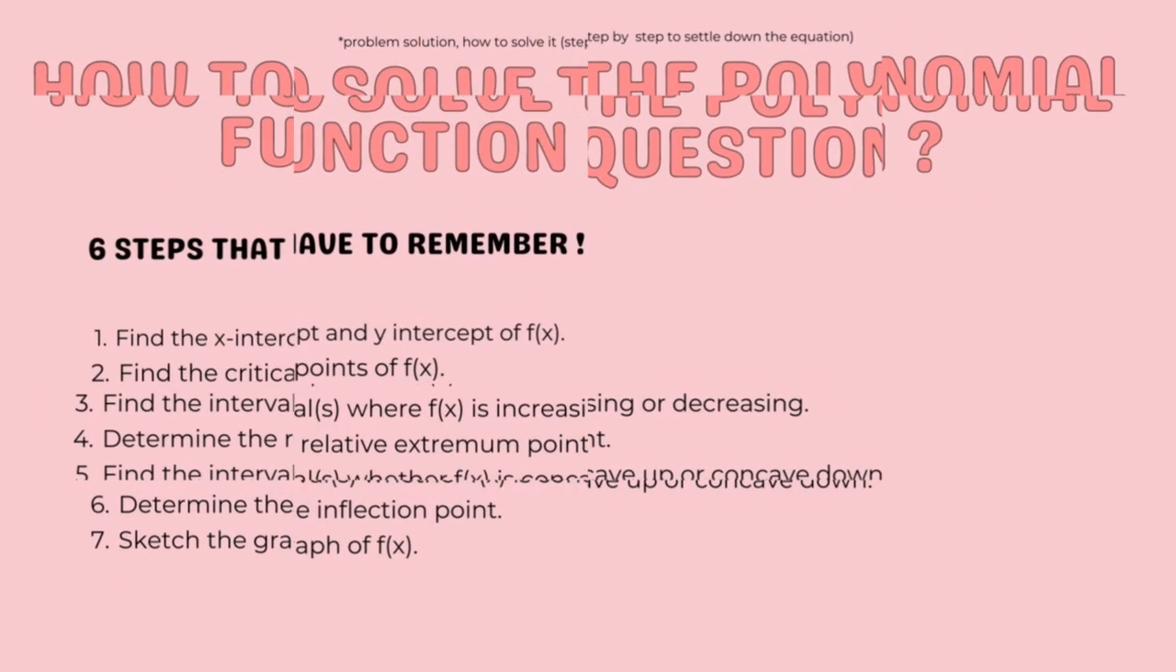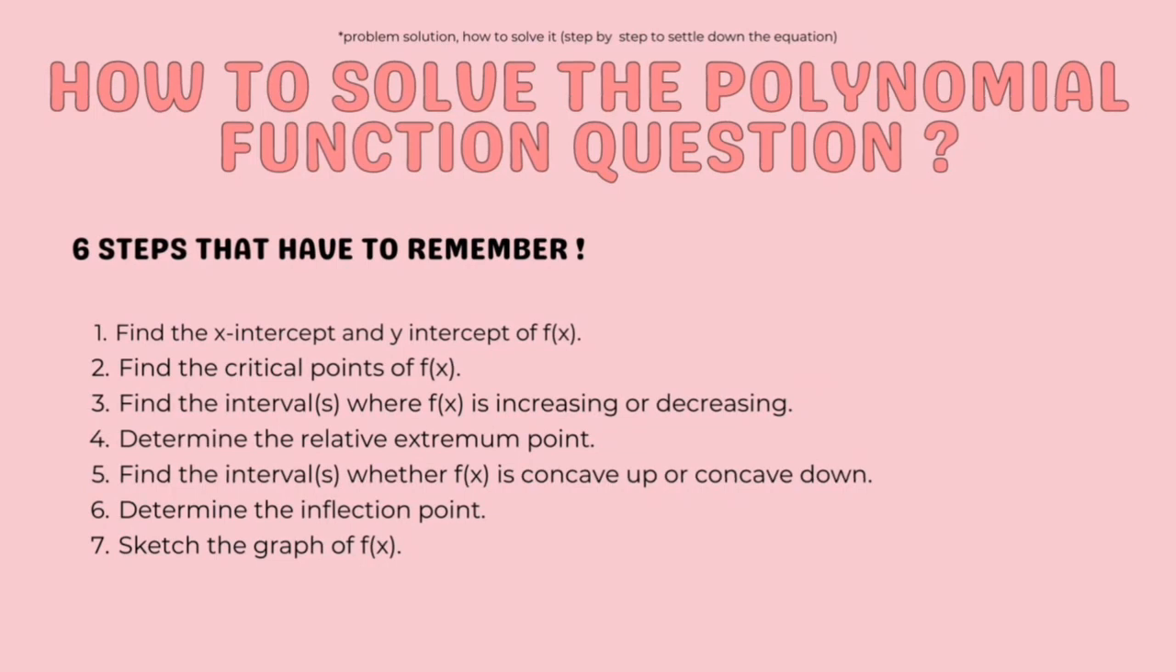How to solve the polynomial function equation? There are 6 steps that you have to remember. First, find the x-intercept and y-intercept of f(x). Second, find the critical points of f(x). Third, find the intervals where f(x) is increasing or decreasing. Fourth, determine the relative extremum point. Fifth, find the intervals where f(x) is concave up or concave down. Sixth, determine the inflection point. And the last one, sketch the graph of f(x).